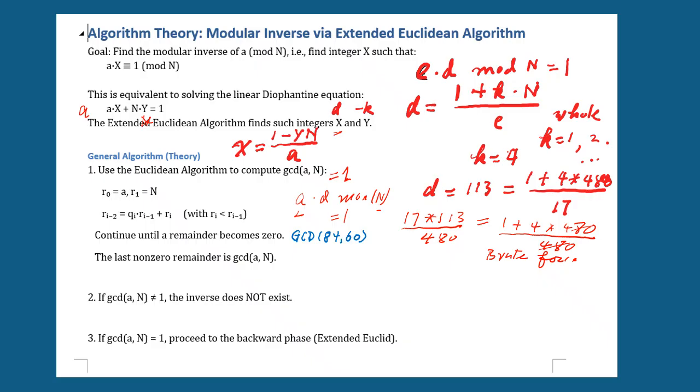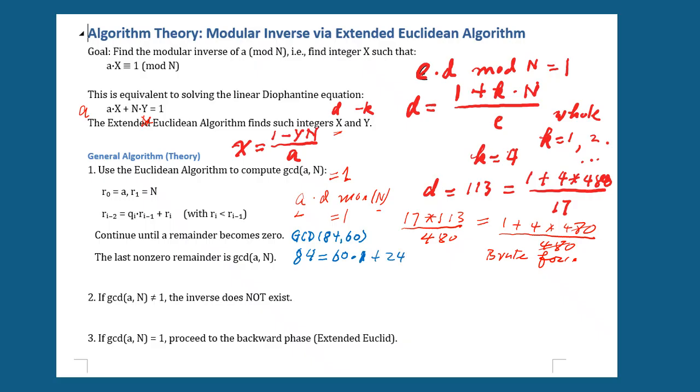So you divide 84 by 60. So 84 divided by 60, the quotient is 1. So you write like this: 60, the quotient, that's multiplication, times 1. And the remainder is 24.